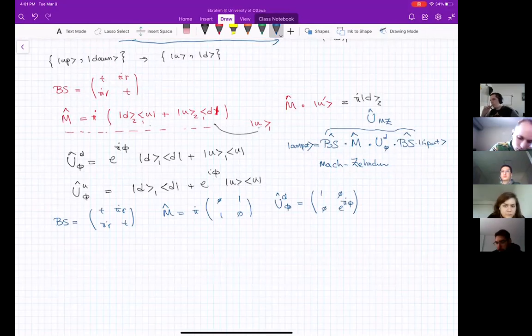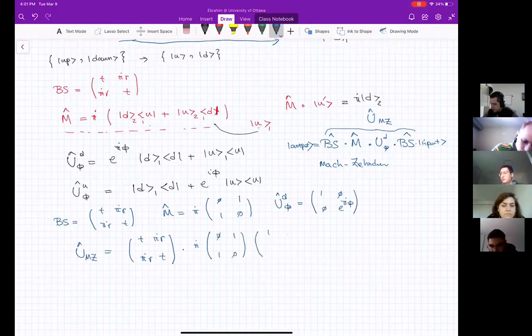Let's build up the unitary action of a Mach-Zehnder interferometer. It will be T I R, I R T, times the mirror, which is I times 0, 1, 1, 0, times a phase element, which is 1, 0, 0, e to the power of I phi. Then I also have T I R, I R T. Okay. Good.